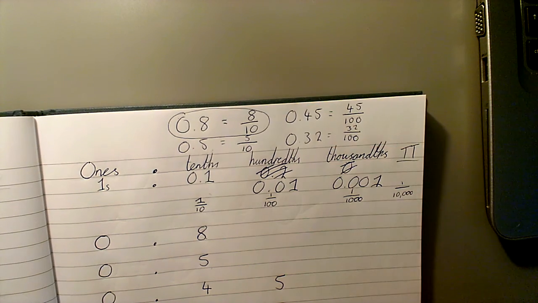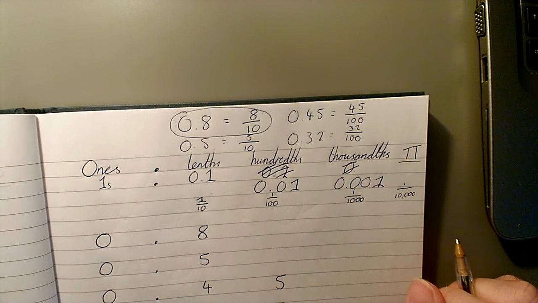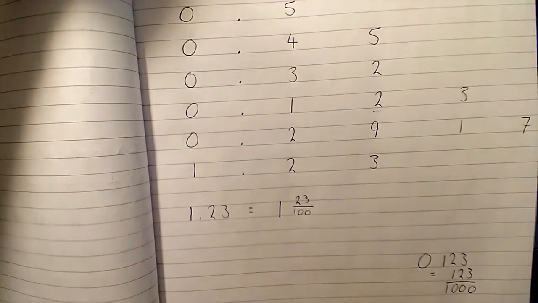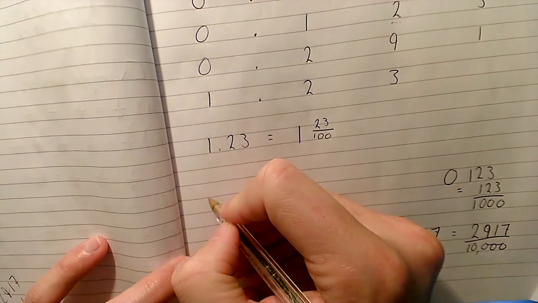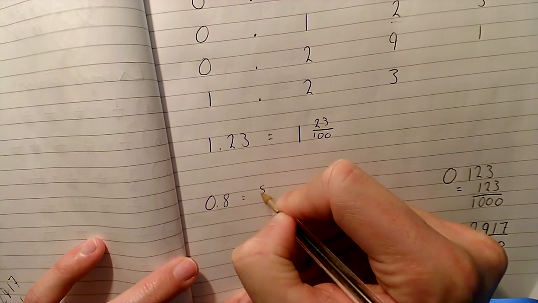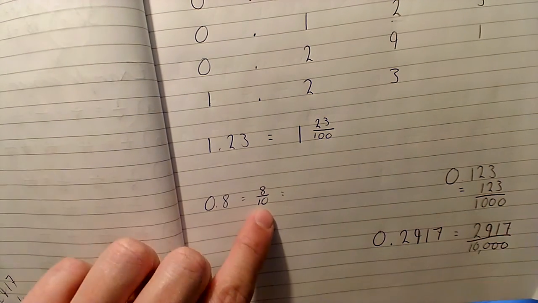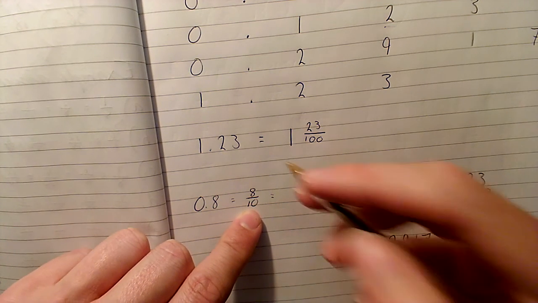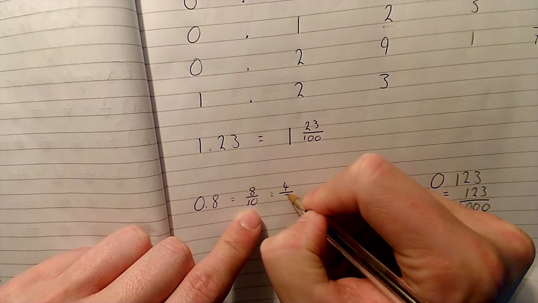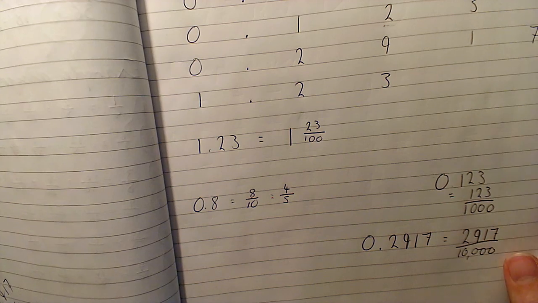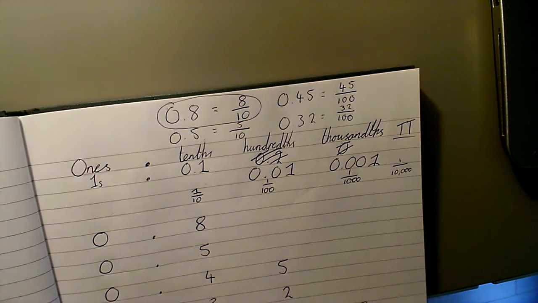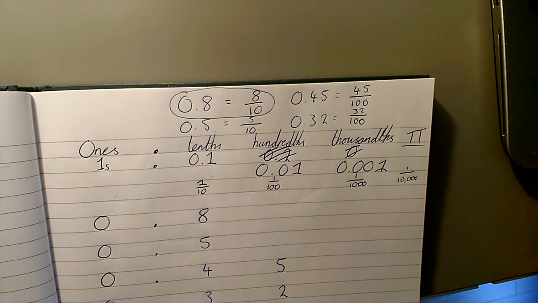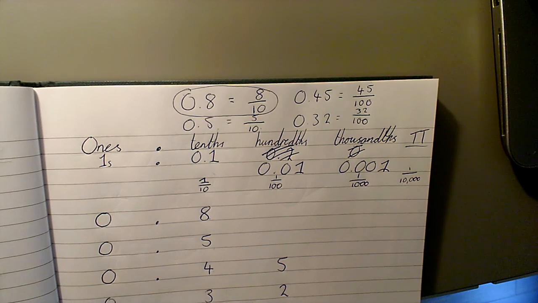Okay, so 0.8 equals 8 tenths. Well, just remember to simplify that 8 tenths at the end. Okay, so what can both parts be divided by? They can both be divided by 2, making it into 4 fifths. Okay, so if your fractions can be simplified, please do simplify them. So these can all be simplified down. Okay, so make sure that we're doing that. All right.